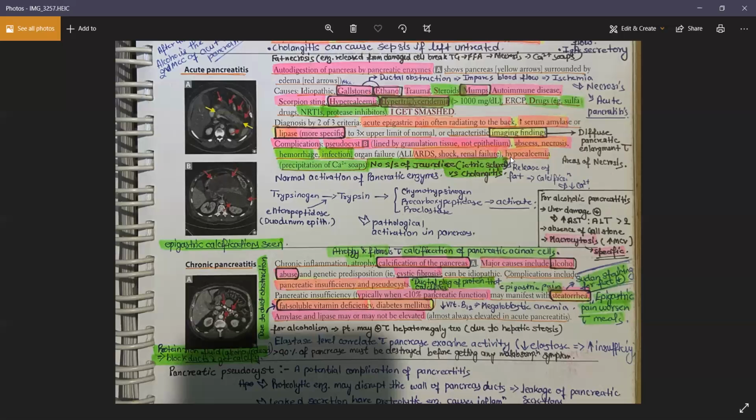Abscess can happen because of the liquefactive necrosis. Hemorrhage can also happen. Infections can happen, and organ failure, of course, can happen. Because of acute pancreatitis, please remember that it is a very major cause of ARDS. Very important. The patient with pancreatitis can also have ARDS. They can have shock. They can have renal failure also. They will have hypocalcemia because of the saponification. So yeah, that would be all.